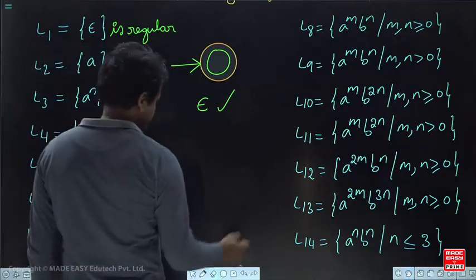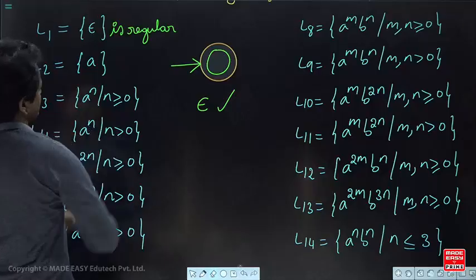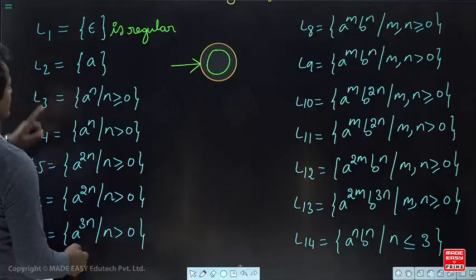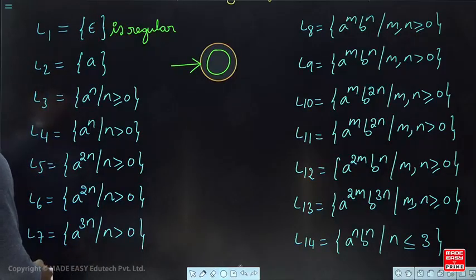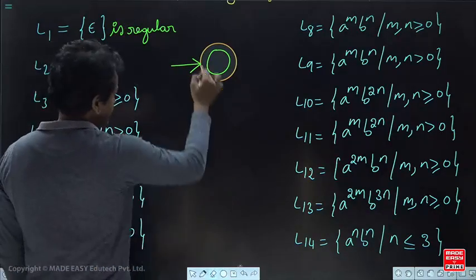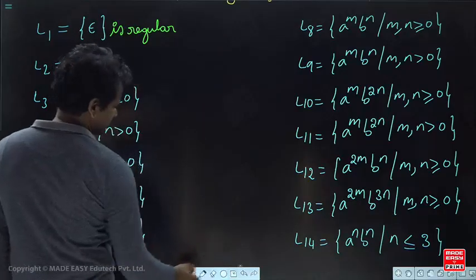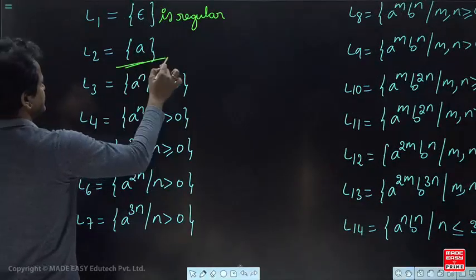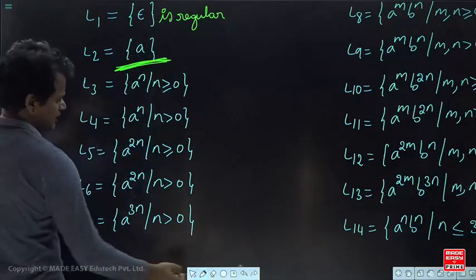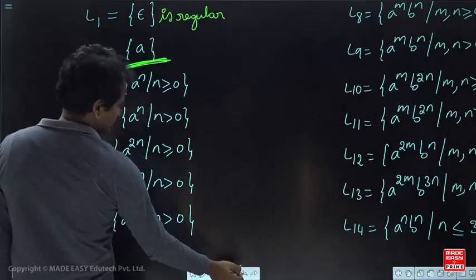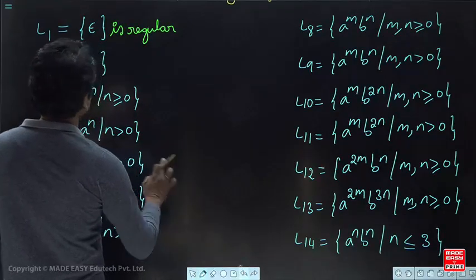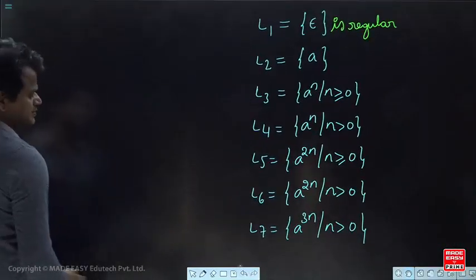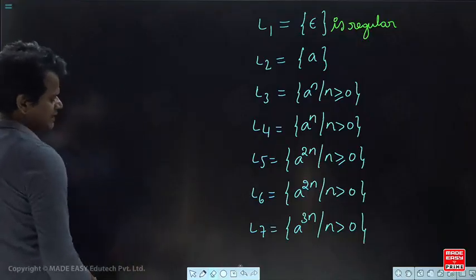look at this one. L2 has only a as the string, and moreover L2 does not have epsilon. So do not accept epsilon, because in L2 only a is there, no epsilon. So can you accept L2 by a finite automata?